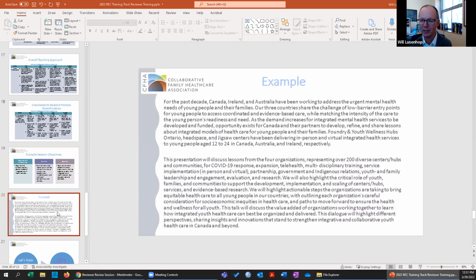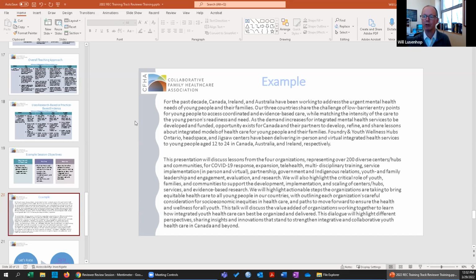I will go ahead and read it. By the way, I did change some of the centers in here to the US spelling just so that everybody saw their center in the talk. So real quick, I can't tell if people can read this, so I'll read it along. For the past decade, Canada, Ireland, and Australia have been working to address the urgent mental health needs of young people and their families. Our 3 countries share the challenge of low barrier entry points for young people to access coordinated and evidence-based care, while matching the intensity of the care to the young person's readiness and need.